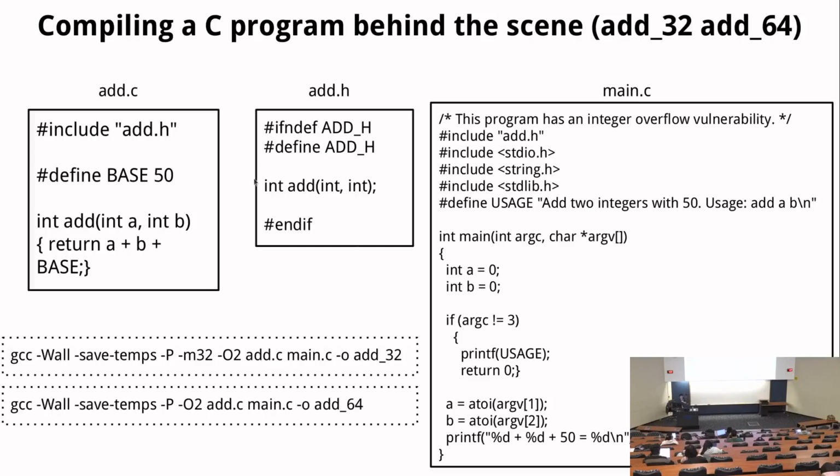As you can see, the add function is defined in another .c file. In that .c file, we have base, which is 50. Then we have a function defined, which returns A plus B plus base. Then we have a .h file. Usually when you compile this, you just do gcc on all those files together. Then you generate the binary.